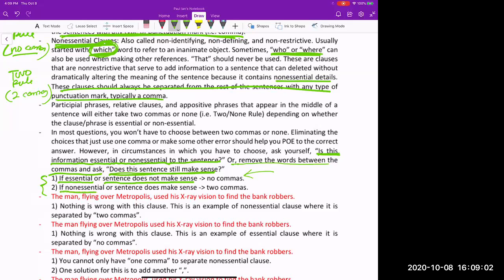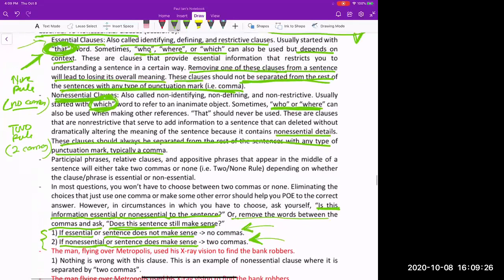And if it's non-essential, the thing between the commas, and the sentence that you're removing does still make sense between the commas, and it's non-essential, then you should put two commas. You should either leave the commas or put them if they're missing. Does that kind of make sense? I know those are the rules for these two.